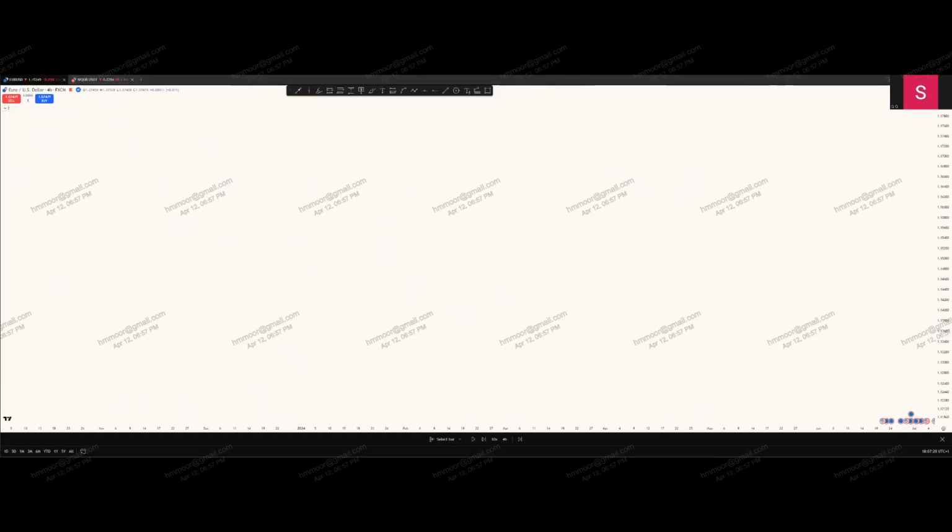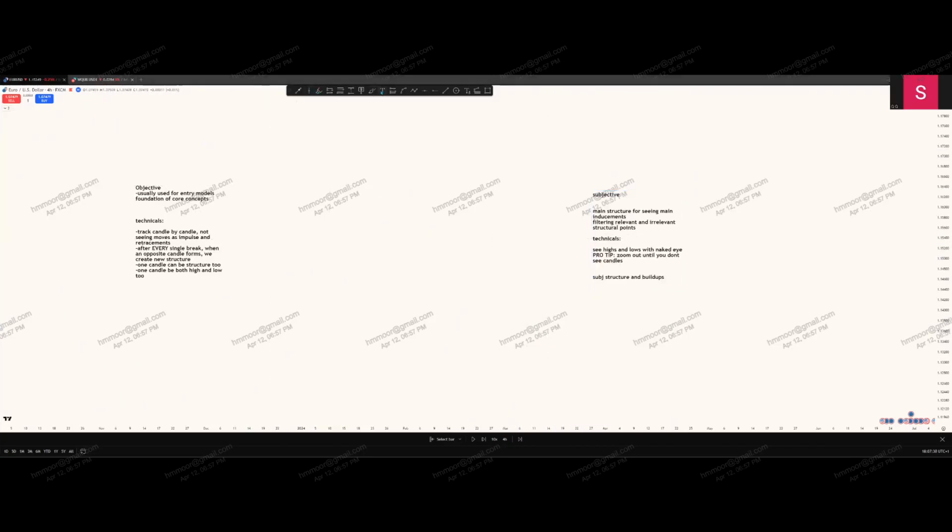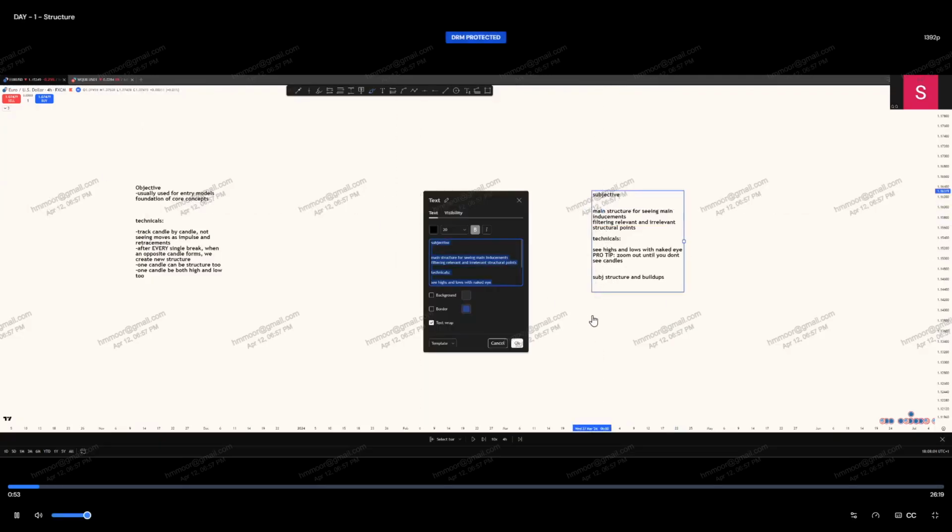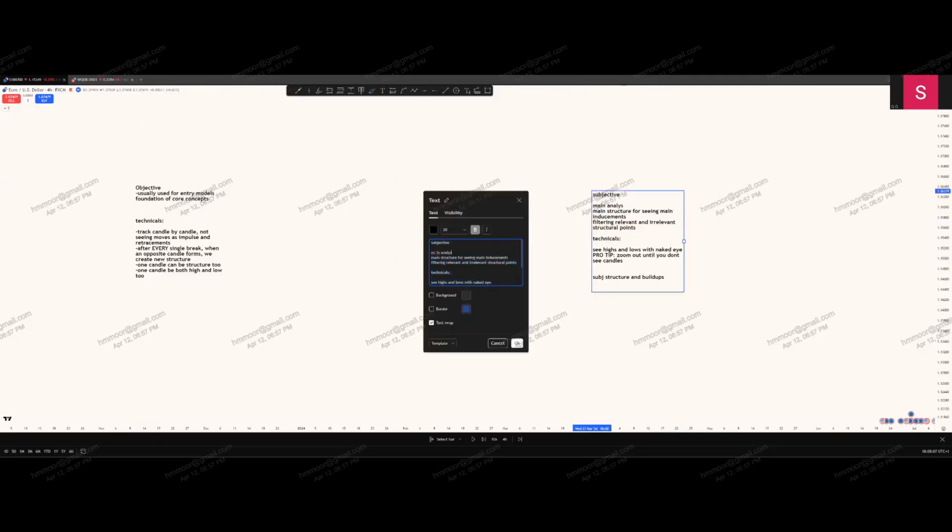Okay, we had objective structure and subjective structure. Objective structure is used for entry models and it's the foundation for core concepts, meaning if in future you want to mark liquidity points, pre-balance ranges, we will use objective structure, okay? And subjective structure is mainly for seeing inducements, for filtering relevant and irrelevant structural points, and it's also for main analysis.